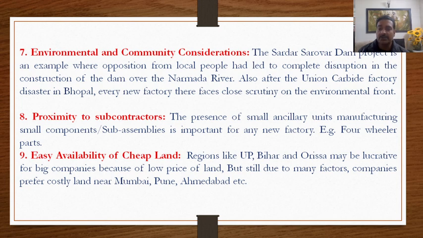And proximity to subcontractors. Obviously there may be some small components which are used in your products. Like here I have given an example that the presence of small ancillary units manufacturing small components and sub-assemblies is important for any new factory. You must have seen near your four-wheeler or two-wheeler service stations, there are many shops that provide various necessary components of your vehicle. So this is about proximity to subcontractors.